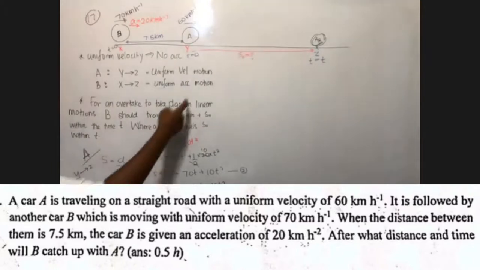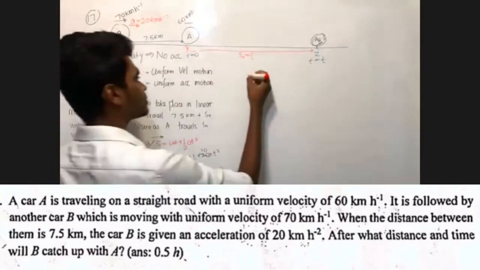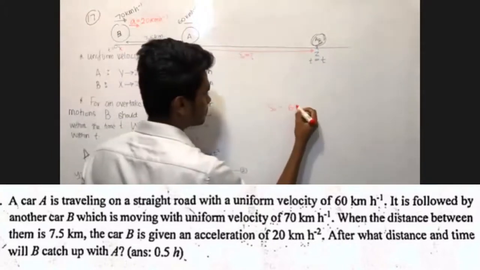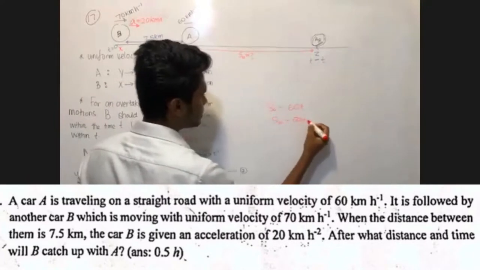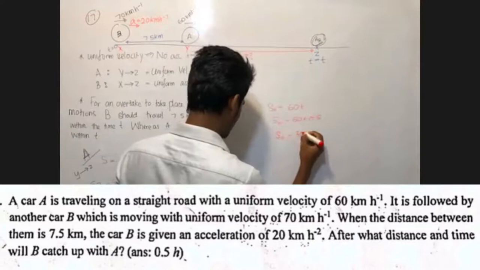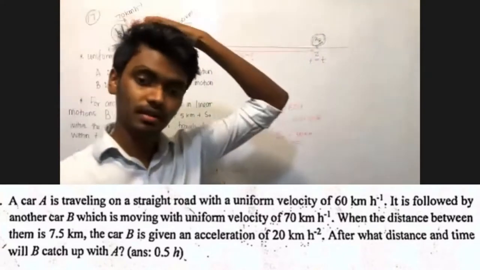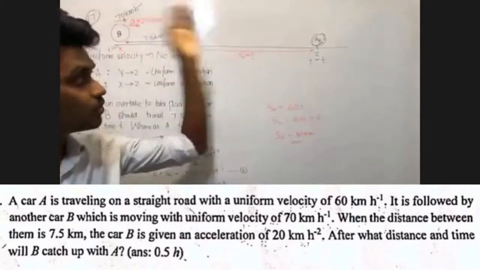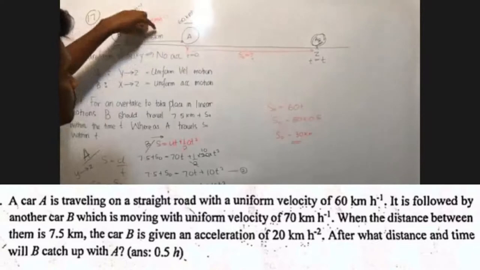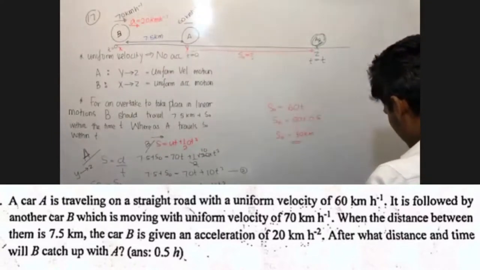And they are also asking for the distance. What is the distance? S naught. We need to find S naught. S naught is equal to 60T. What is T? How long does it take to overtake? 0.5 hours. So S naught is equal to 30 kilometers. So when A has moved 30, B will have to move 30 plus 7.5 kilometers to overtake. So this was the question.